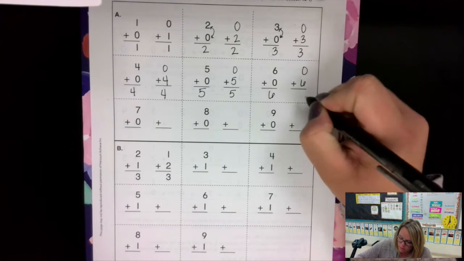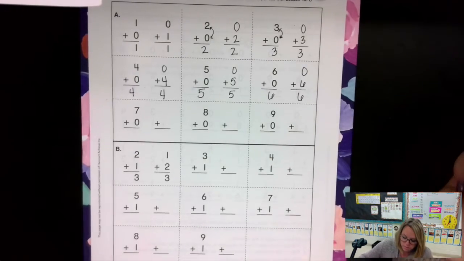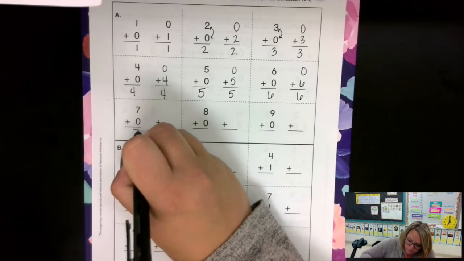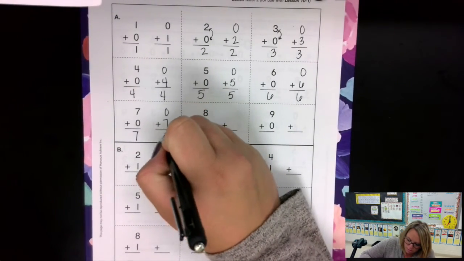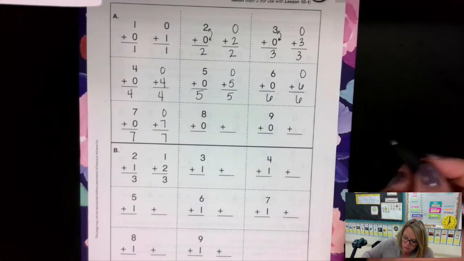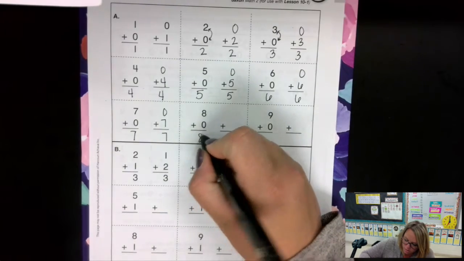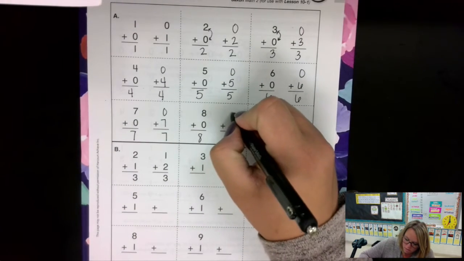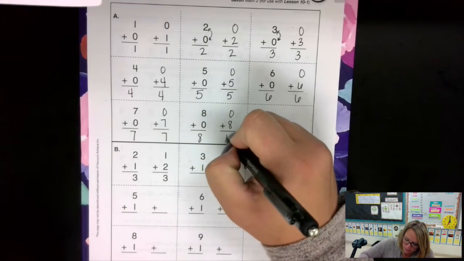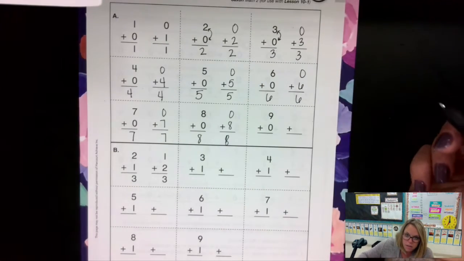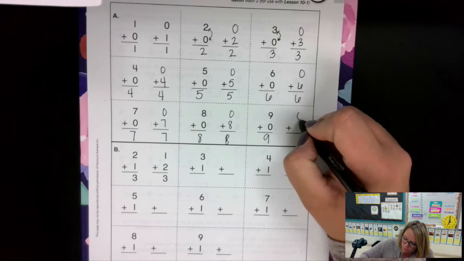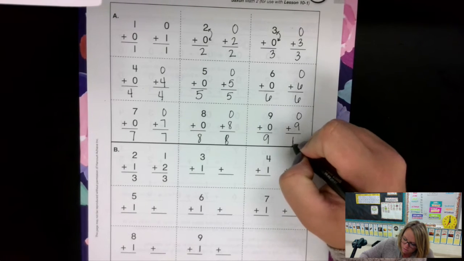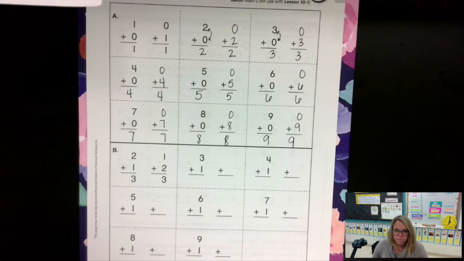And 0 plus 6 equals 6. 7 plus 0 equals 7. 0 plus 7 equals 7. 8 plus 0 equals 8. So the other way, 0 plus 8 equals 8. 9 plus 0 equals 9. And the other way to write that, 0 plus 9 equals 9.